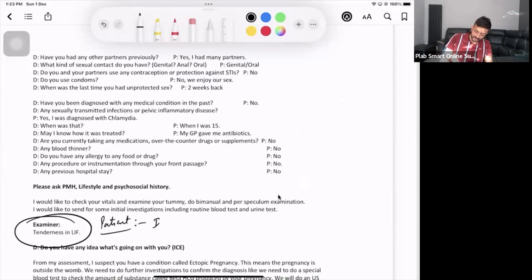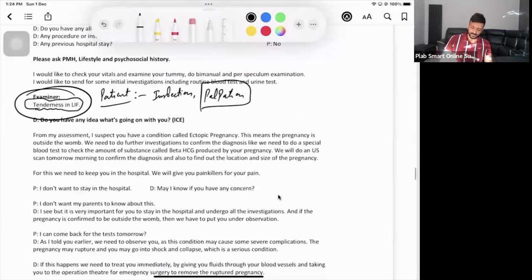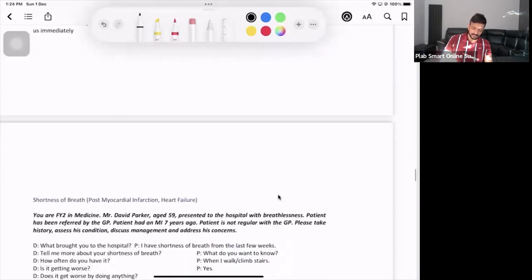So what examination will you be doing again? You'll be doing the brief inspection and you will be doing the palpation. When you do the palpation, the patient will have the pain in the right or left iliac fossa, depending on what history they have given you, right? Then you can discuss the management as well.